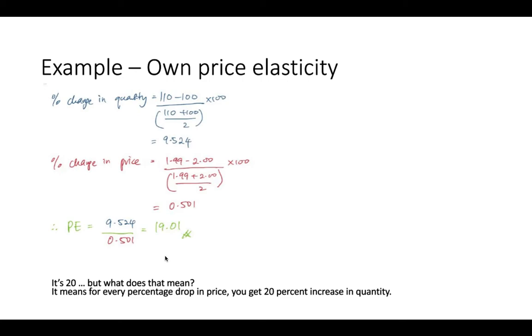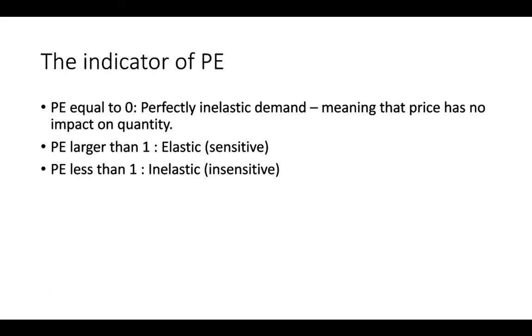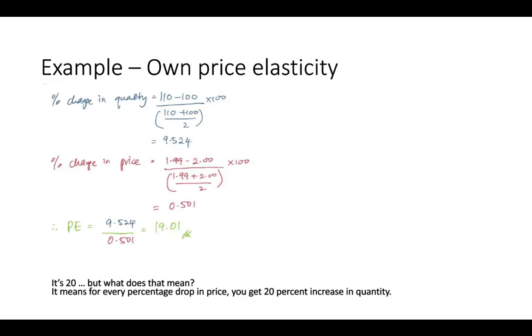But what does that mean? It means for every percentage drop in price, you get 20% increase in quantity. So that is the value. You look at here, this is the value. So you have 20.